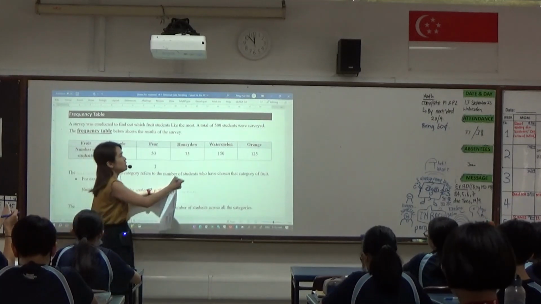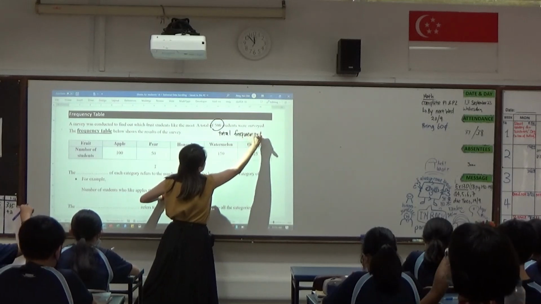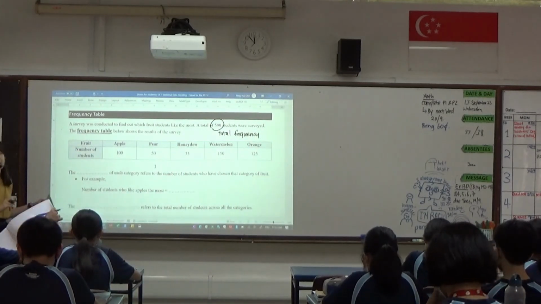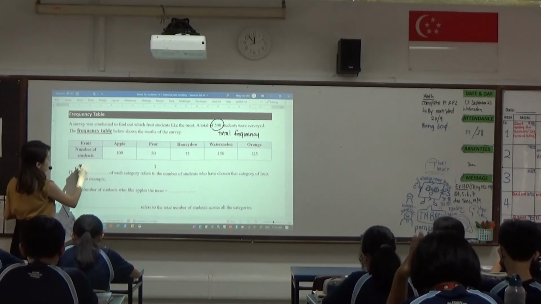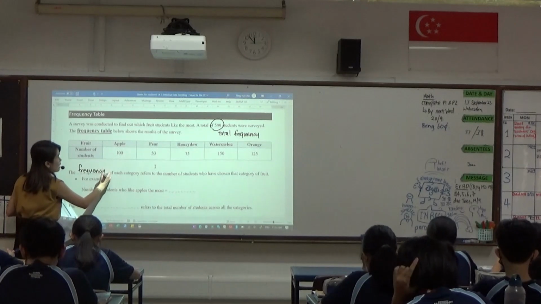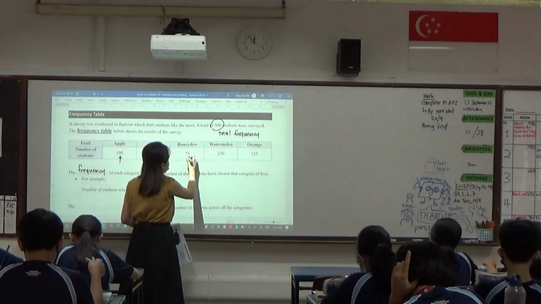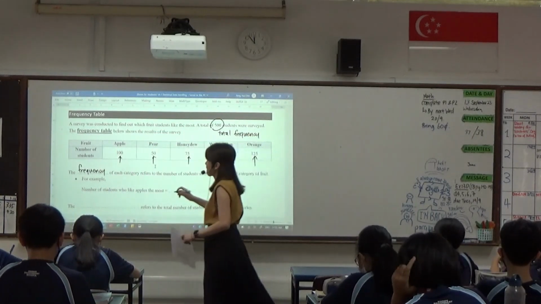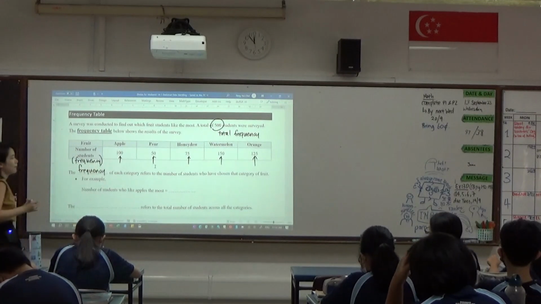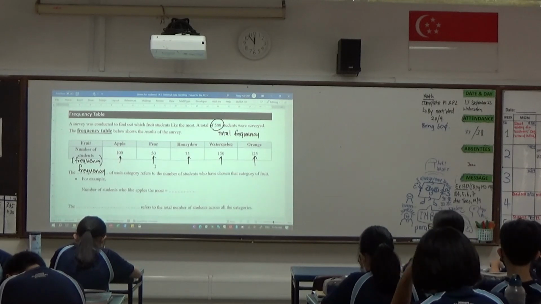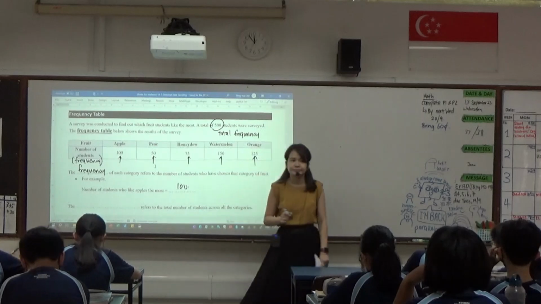In this particular question, they have given you the total frequency here already. Total frequency refers to the total number of people that participated in the survey, depending on what the question context is. I hope that your answers here are the frequency of each category. So this individually is what we refer to as frequency. The number of students who like Apple the most is actually 100 in this particular case.